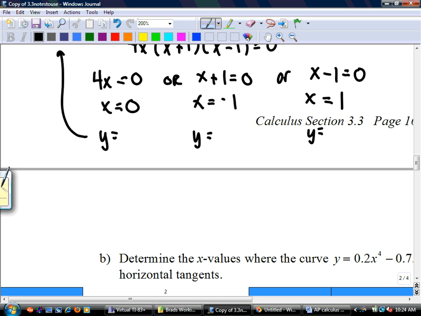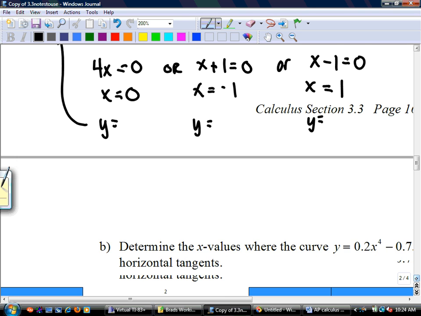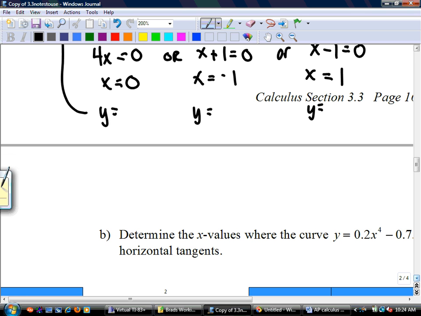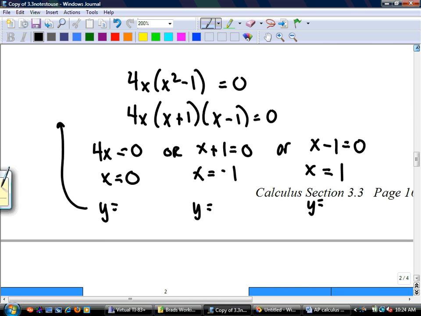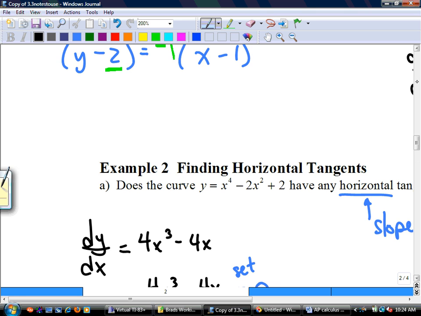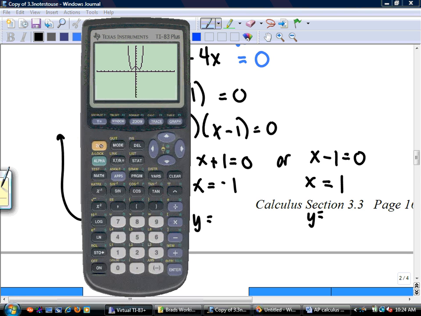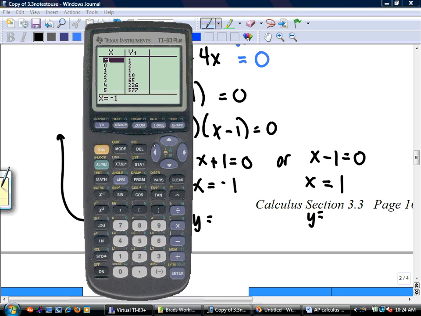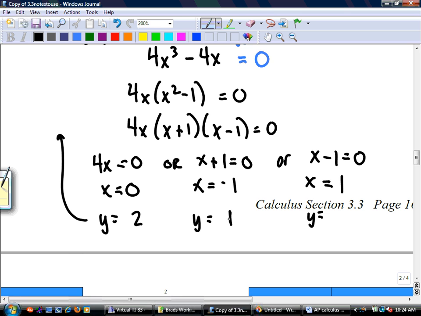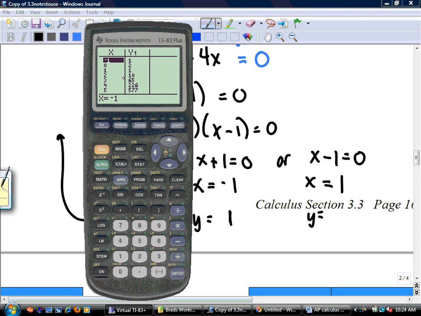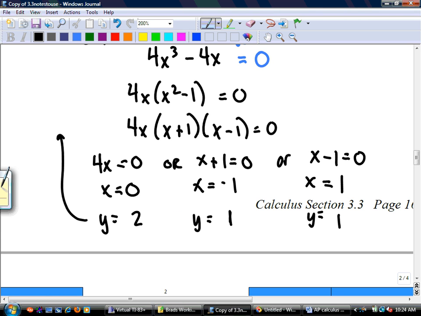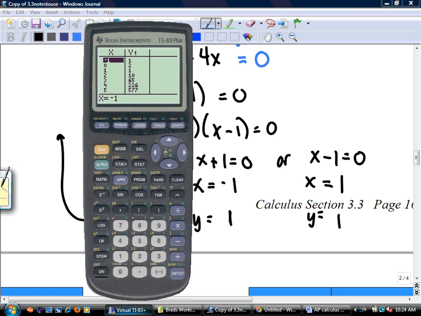Okay. Flip the page. Do you want me to do those? So when x is 0, y is 0 to the 4th minus 2 times 0 squared plus 2, 2. When x is -1, I'm really lazy. You're right. So am I. Second table. When x is -1, y is 1. When x is +1, y is 1. Use a calculator.